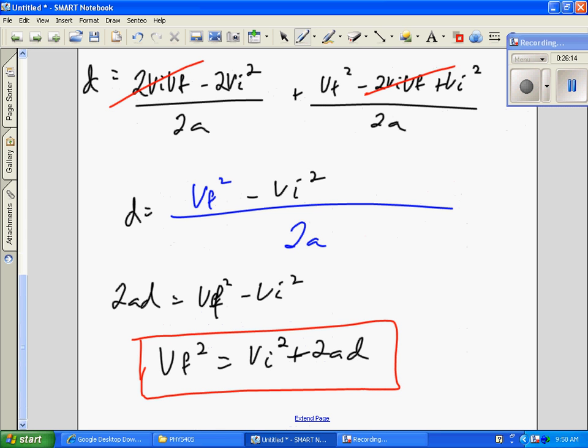Okay. Those are the 3 kinematics equations that you're going to use in grade 12. It's all we need to know? Nope. One last thing that you're going to love.